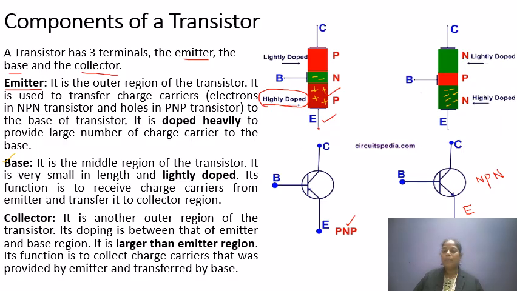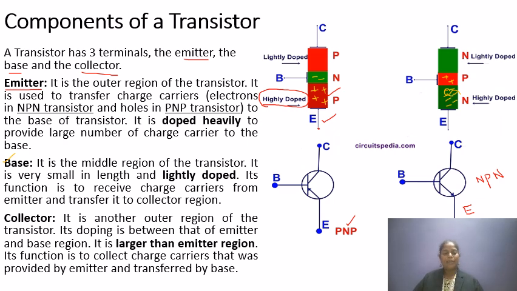So what is the purpose of this base? It is used to transfer the charge carriers. In the case of PNP, it transfers the holes towards the collector. Similarly, in the case of NPN, in this P base region we have holes, and it transfers the electrons. Simply we can say it acts as a mediator to transfer the electrons from the emitter to the collector. So the size is very small.